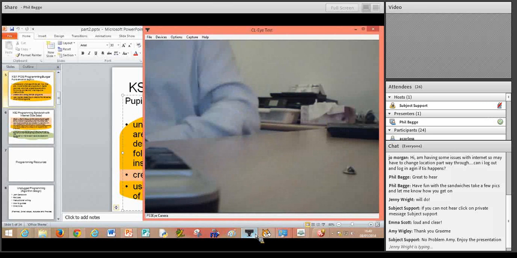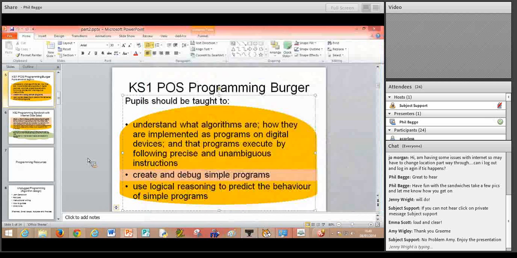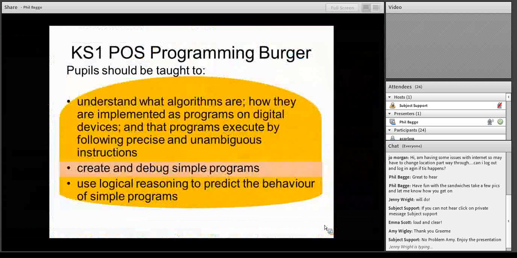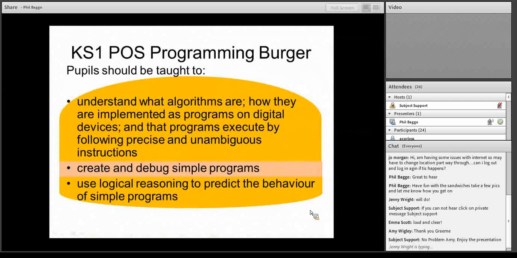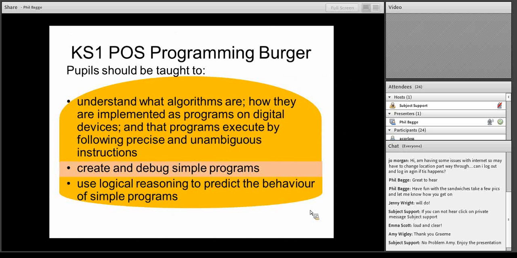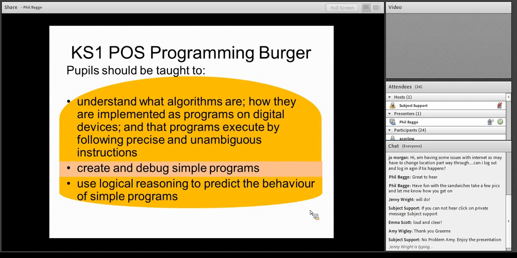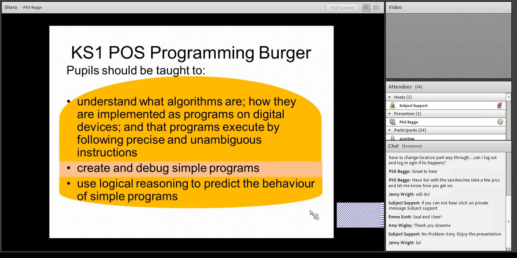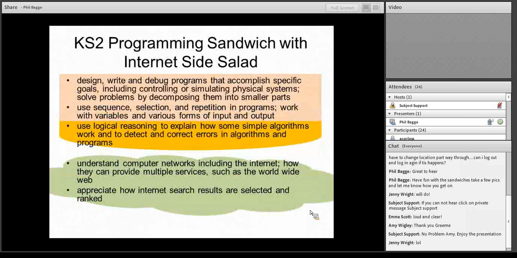Okay, right, let's flip back again and go into there. So that's the Key Stage 1 programming burger, or how I like to think of it anyway, for all of us who are trying to save a bit of weight. So, lose a bit of weight after Christmas is probably not the best analogy, but there we go. Okay, in Key Stage 2, I'm trying to keep with the same thing. I've got the programming sandwich with internet side salad.